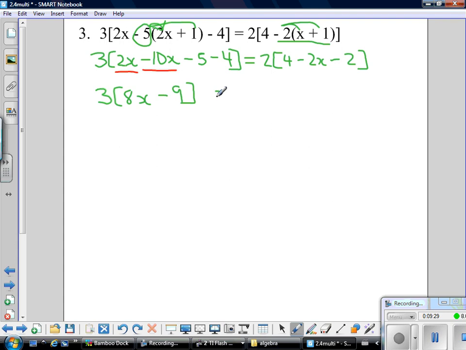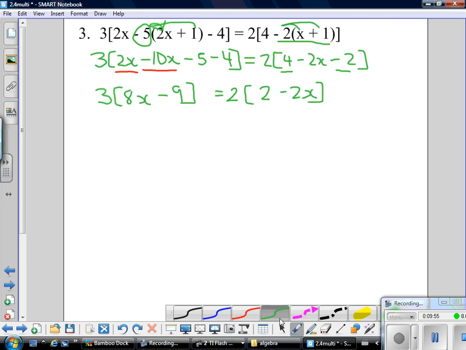And the same for the right side, 2. And then let's go inside here. Well, I have a 4 and a negative 2. 4 minus 2 is 2, and I have a negative 2x. All right, I'm still at step 1. Step 1 said get rid of the brackets. So now I can go and do the distributive law.